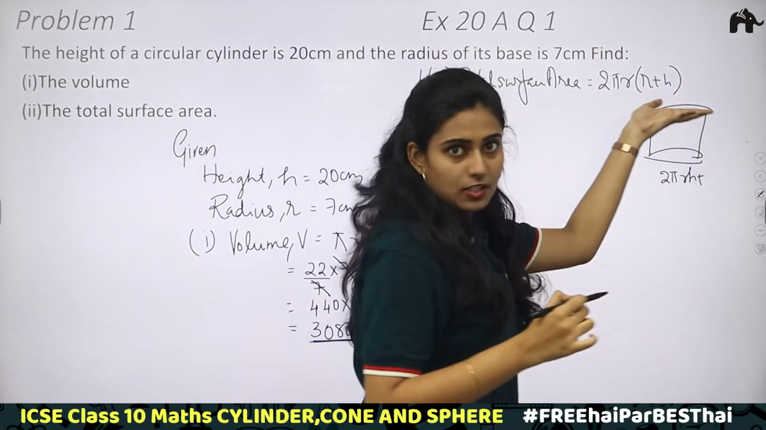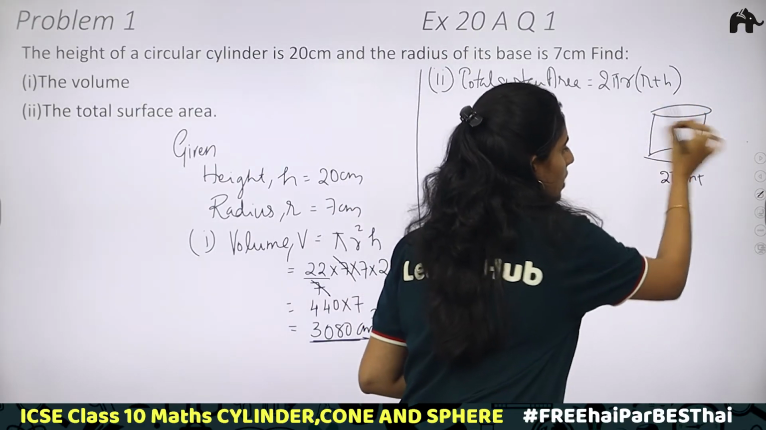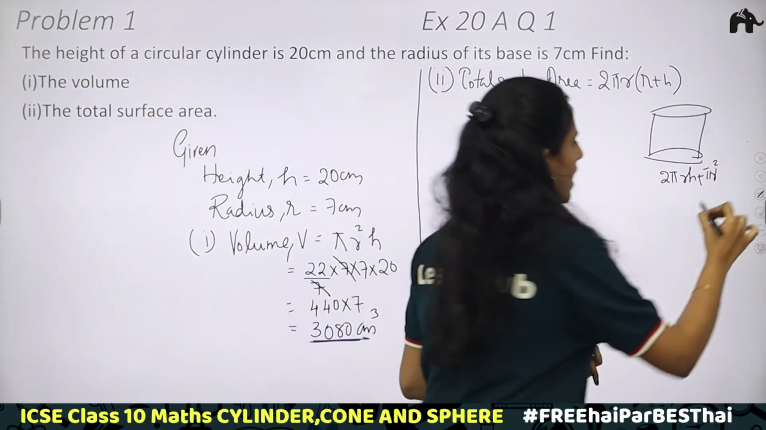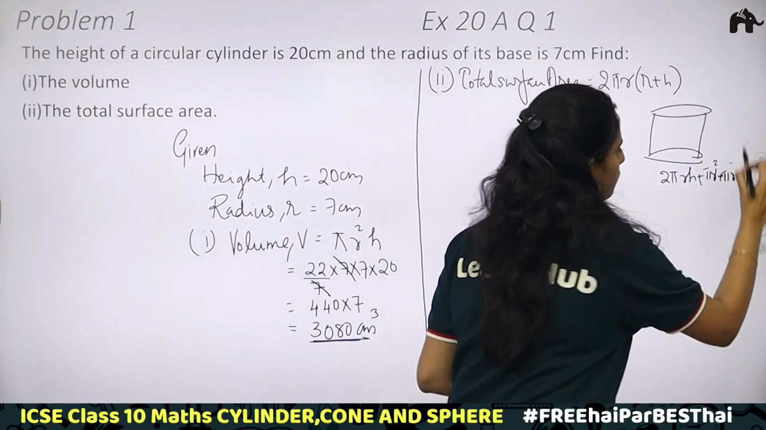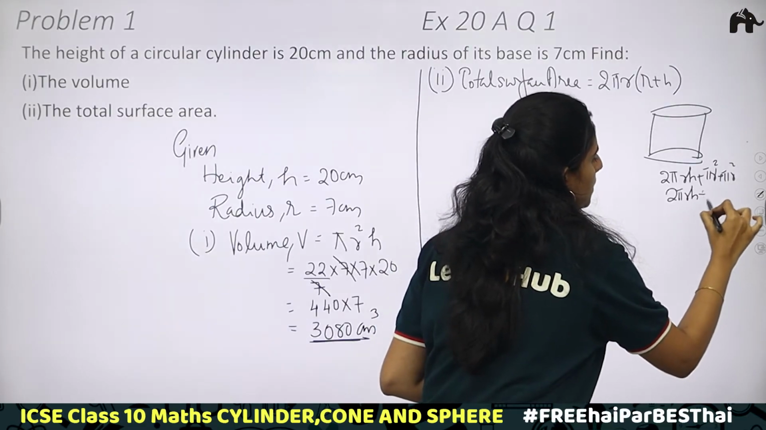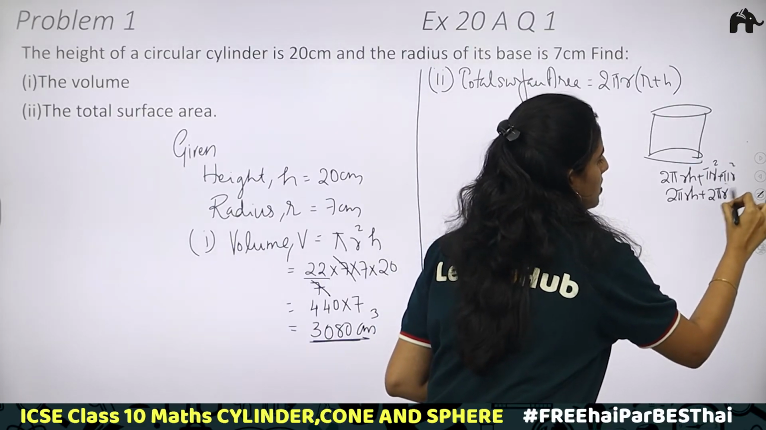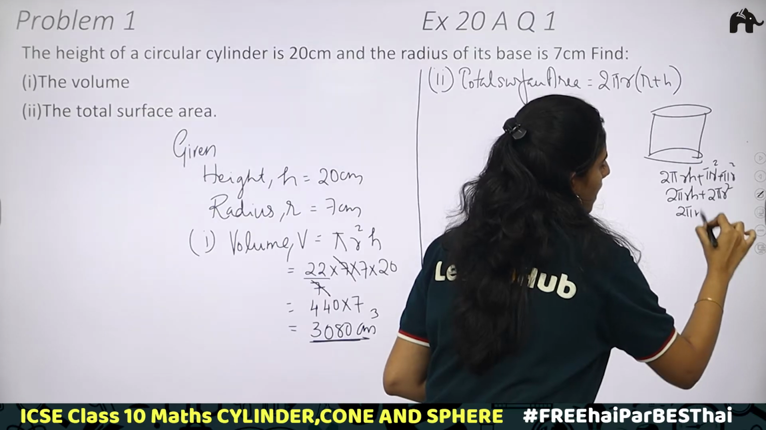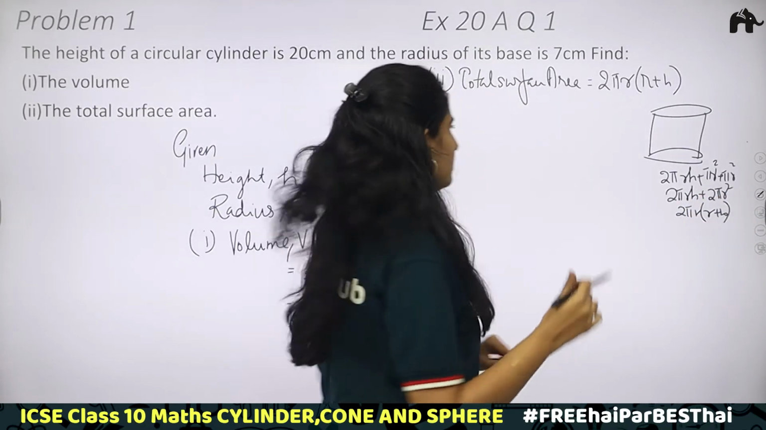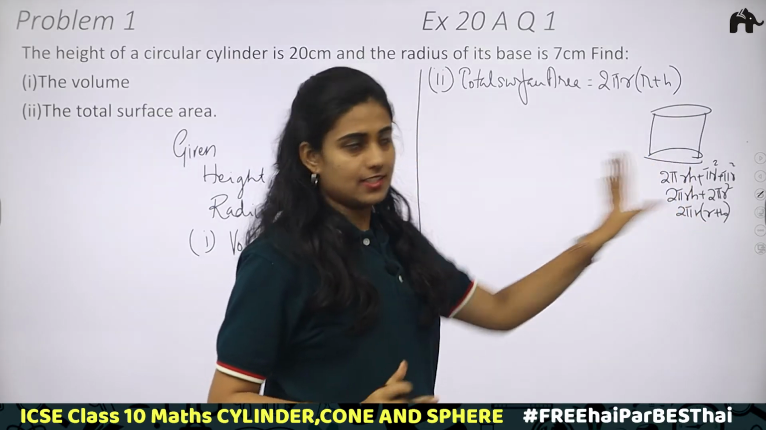Then you have a base and top. Base and top are circular in shape. Pi r square for base and pi r square for top. 2 pi r h plus 2 pi r square. 2 pi r taken out, then r plus h. Okay. You should have an idea how we are getting this.